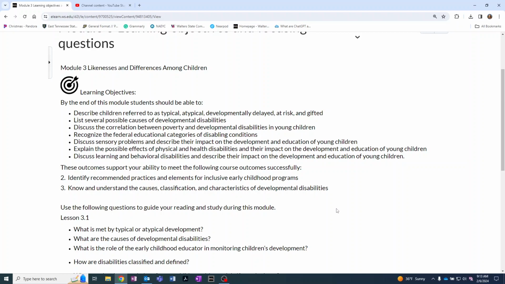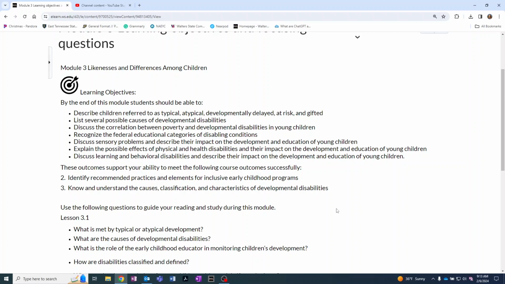So describe children referred to as typical, atypical, developmentally delayed, at risk, and gifted. So we need to be able to understand the differences of those. You should be able to list several possible causes of developmental disabilities. Discuss the correlation between poverty and developmental disabilities in young children. Recognize the federal education categories of disabling conditions.